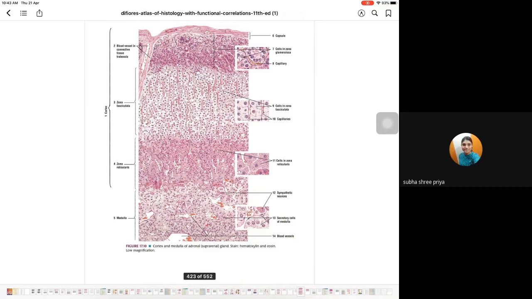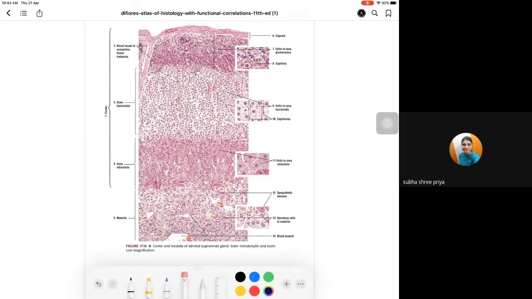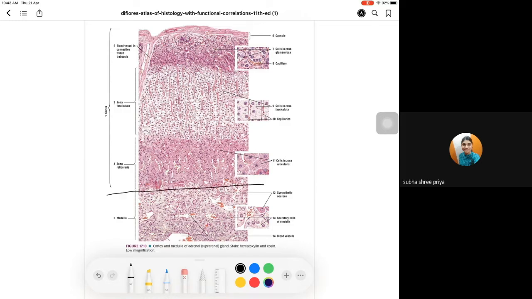Now this is adrenal. Figure 17.10, cortex and medulla of adrenal, supraadrenal gland, stained with hematoxylin and eosin. On low magnification, we are seeing capsule, cortex, and medulla. In cortex, we are seeing blood vessels in connective tissues and trabeculae. And cortex is further divided into zona glomerulosa, zona fasciculata, zona reticularis. This is zona glomerulosa, this is zona fasciculata, and this is zona reticularis: GFR, glomerulosa fasciculata reticularis.